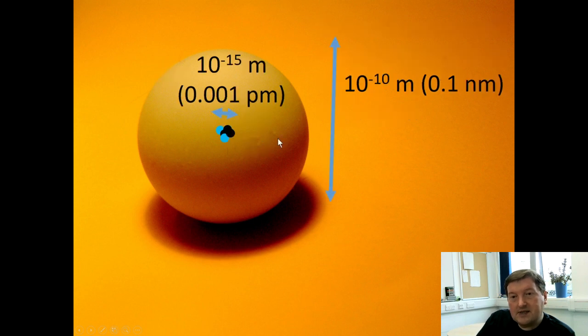In terms of sizes, the diameter of an atom is 10 to the power of minus 10 of a meter, so that is 0.1 nanometers, because 1 nanometer is 10 to the minus 9 of a meter. And the size of the nucleus is 10 to the minus 15 of a meter, which is 0.001 picometers, because 1 picometer is 10 to the minus 12 of a meter.